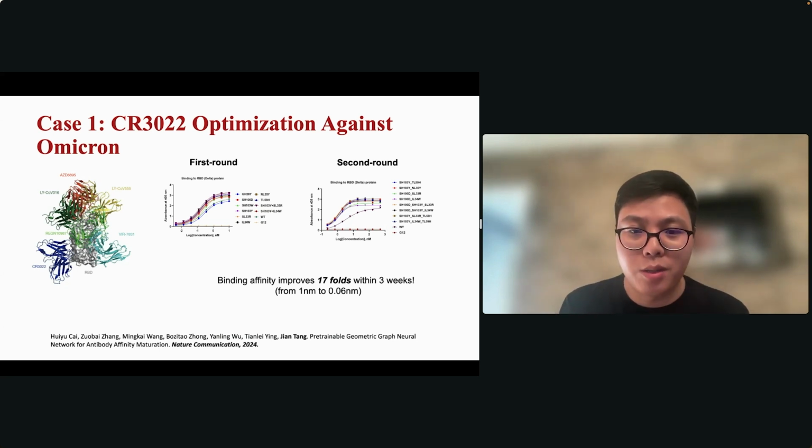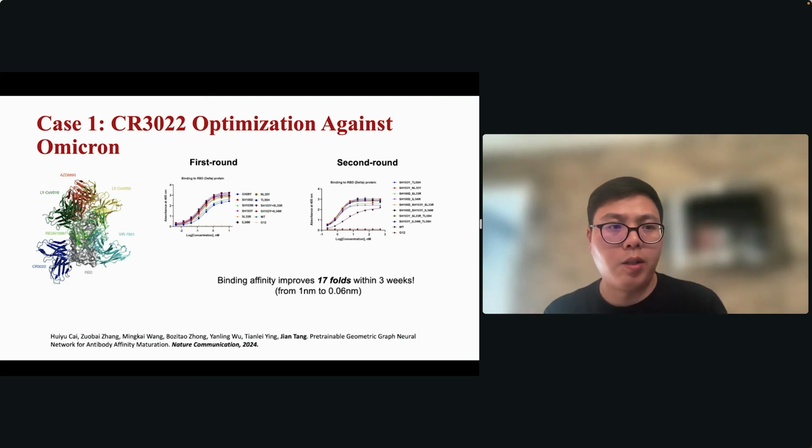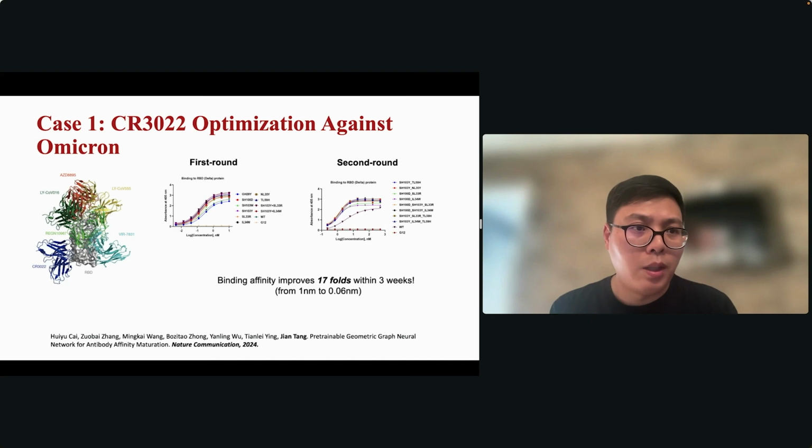At the end, we are able to identify a good mutant with 3 mutations, and the binding affinity of this mutant has improved 17-fold. Actually, this problem is quite challenging because for the original antibody, the binding affinity is already about 1 nanomolar, and now we're able to improve it to about 0.06 nanomolar. So this is the first case study we did with our algorithm.